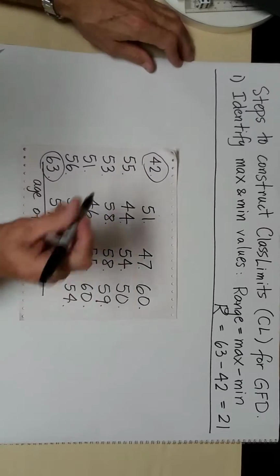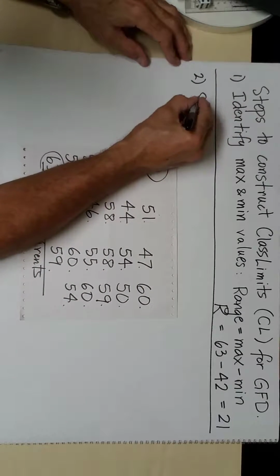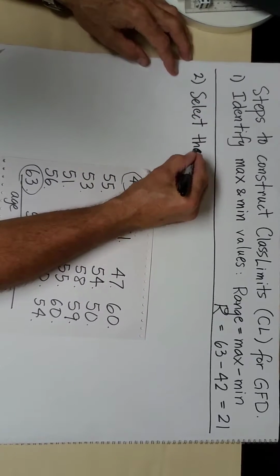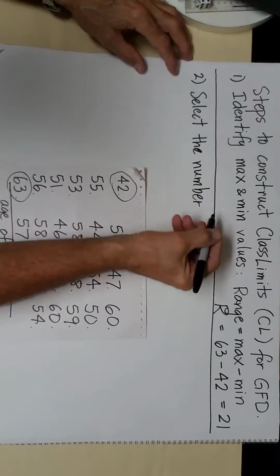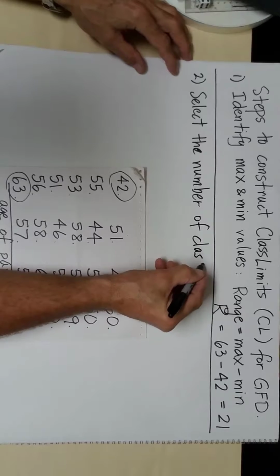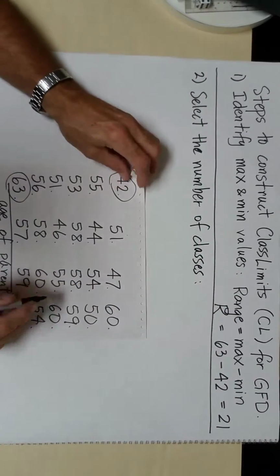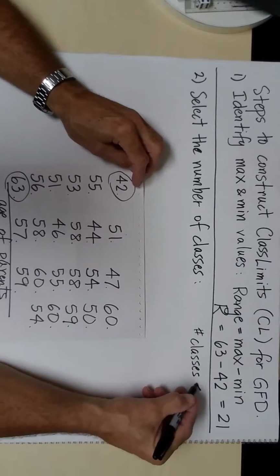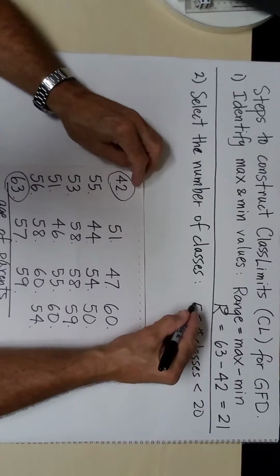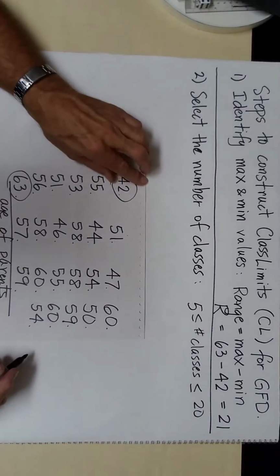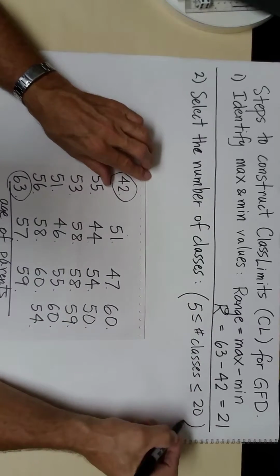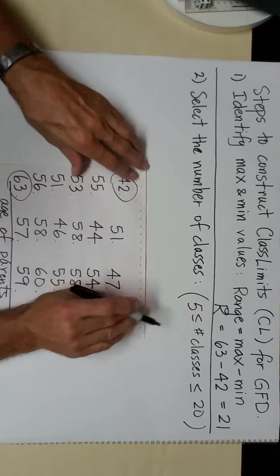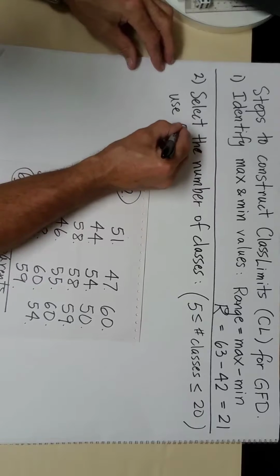Step number 2 is identifying how many classes. Select the number of classes that you want. The guidelines are that the number of classes for this kind of problem should be at least 5, but no more than 20. And this is just a guideline. For our problem, to keep it simple, we're using 5. So we're going to use 5 classes.